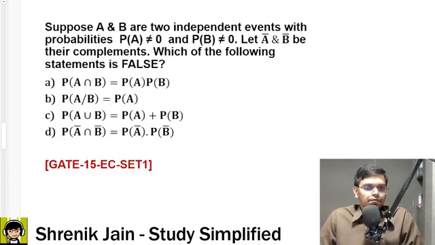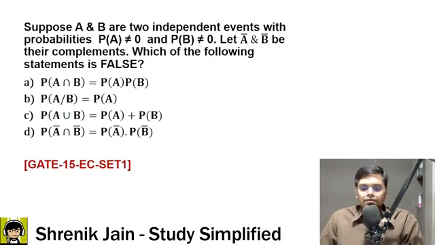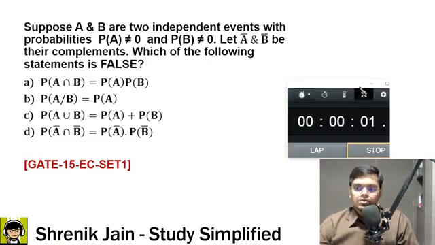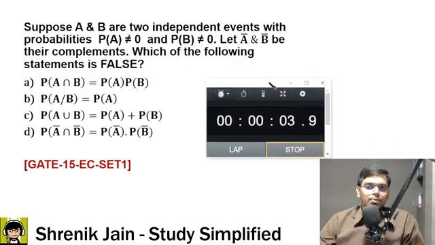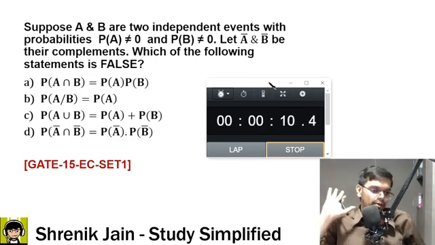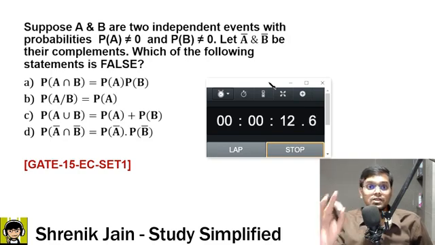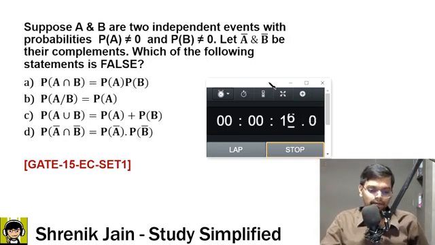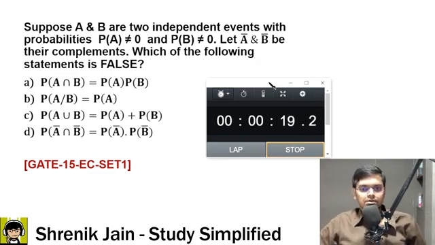The next question in front of your screen is this. One of the easiest questions, it can be solved in just 45 seconds. So your time starts now. 2015 telecommunication set 1. Try it out. Suppose A and B are two independent events with probability P of A not equal to 0, P of B not equal to 0. Let A bar and B bar be their complements. Which of the following statements is false? A, B, C or D? Tell me guys.